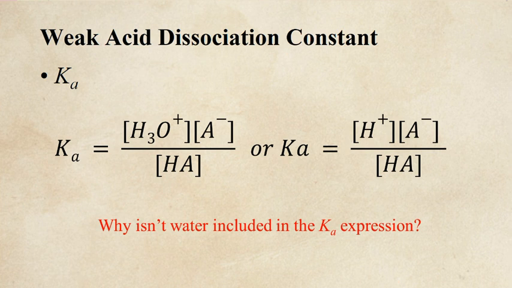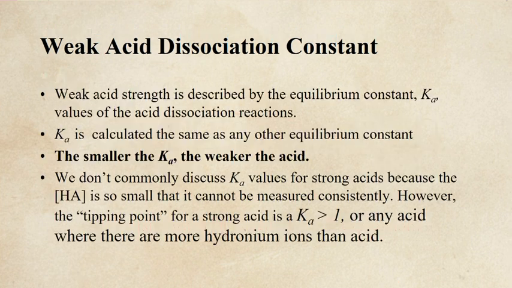So once again, hydronium, hydrogen ion, interchangeable. Why isn't water included in that expression? Water's a liquid. Liquids don't get included in equilibrium systems because their concentrations can't change. Weak acid dissociation constant, this is how we describe the strength of an acid. It tells us where equilibrium lies in the system and therefore implies the strength of the acid. Smaller the Ka, the weaker the acid.